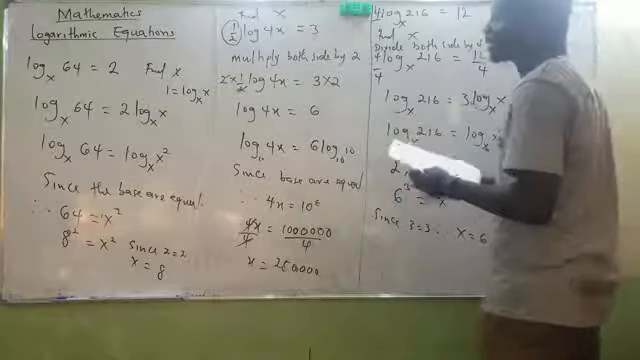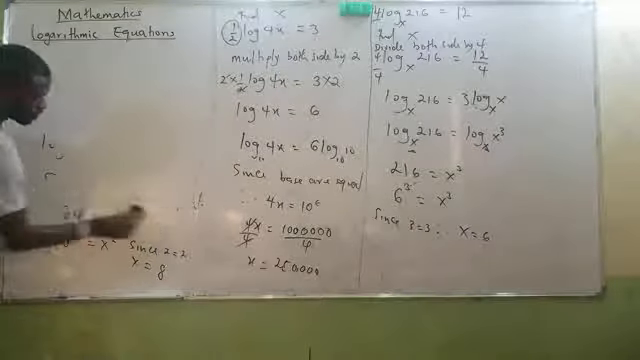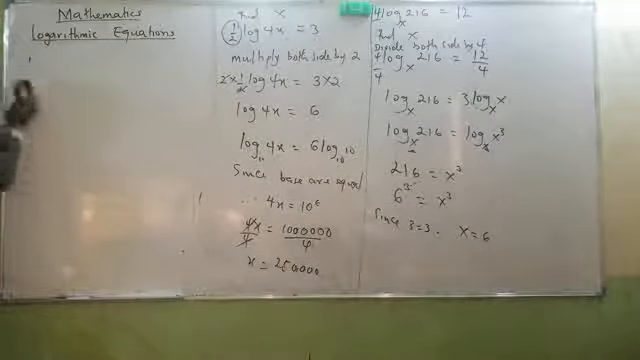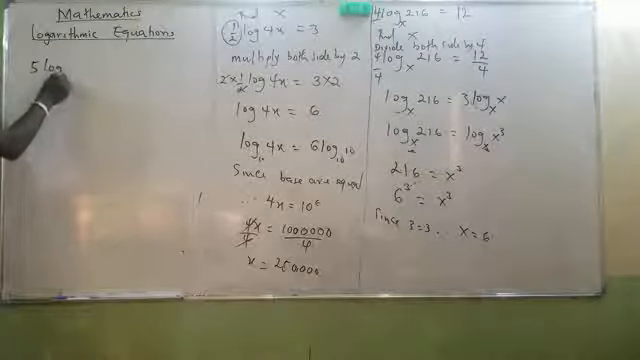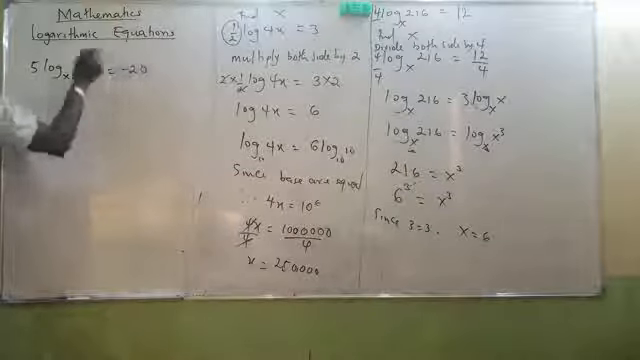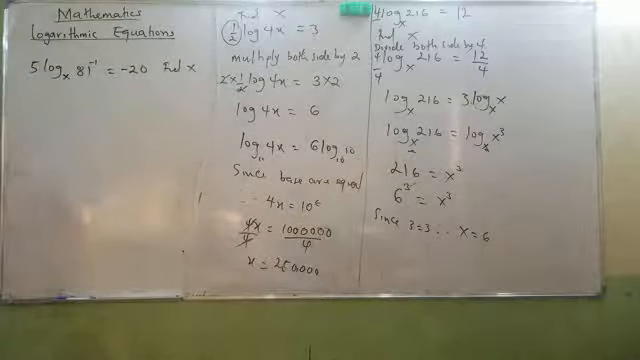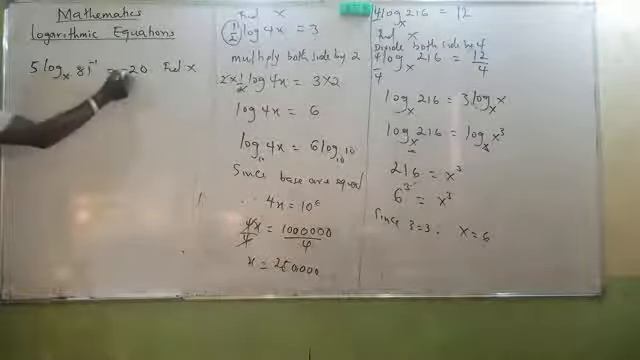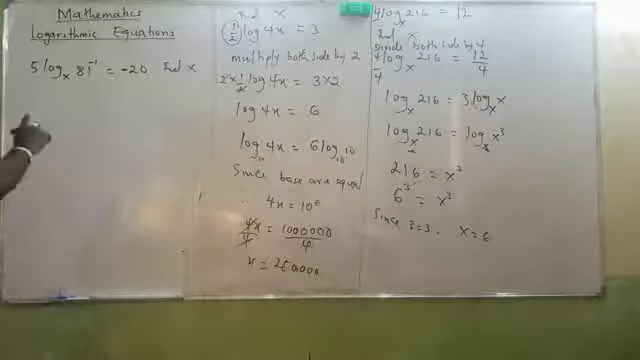Look at this problem. Permit me to rub this side. Now, look at this problem. I have 5 log x 81 equals minus 20. We are asked to find x also. This is also a very simple question, but here we have minus and we have minus. It's somehow cunning or different.